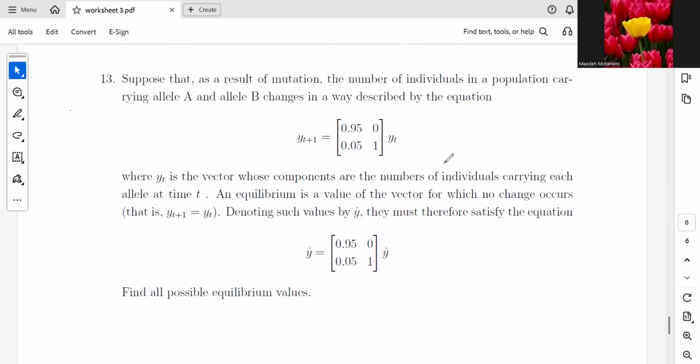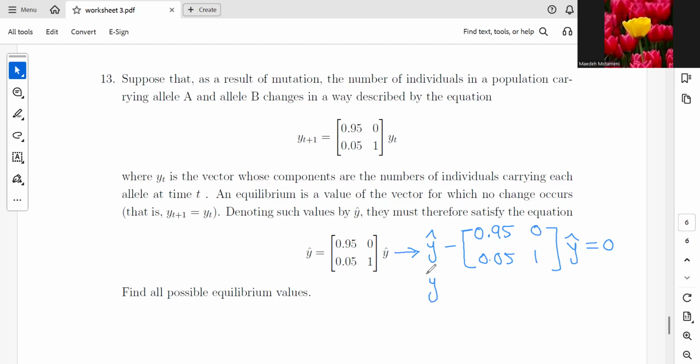It means that instead of y sub t plus 1, we can write only y hat, and also instead of y sub t, because y hat is that value. So we're going to solve this equation. In order to solve this equation, we can factor out y hat. Or before that, maybe it's better if we subtract y hat or the right side from both sides. So we're going to have y hat minus 0.950, 0.051 times y hat equals 0.